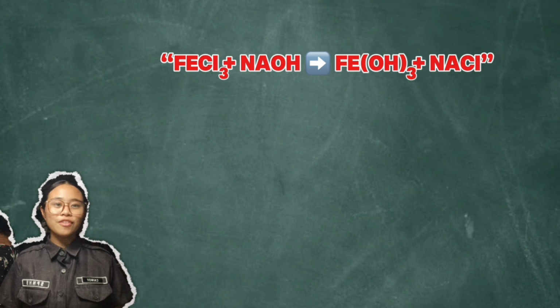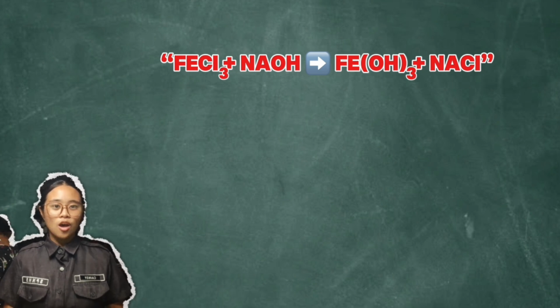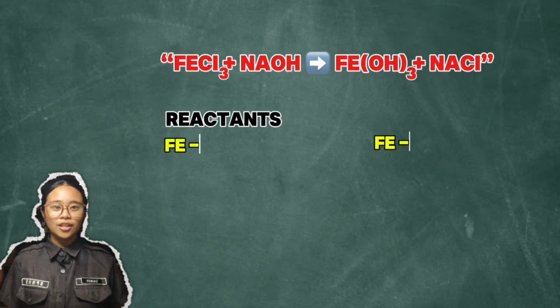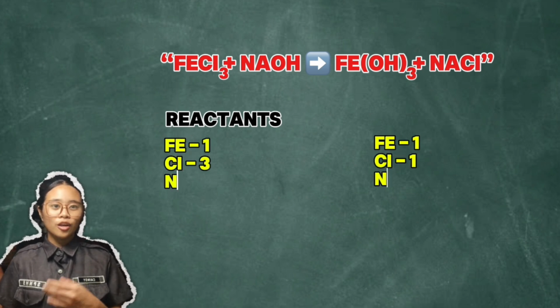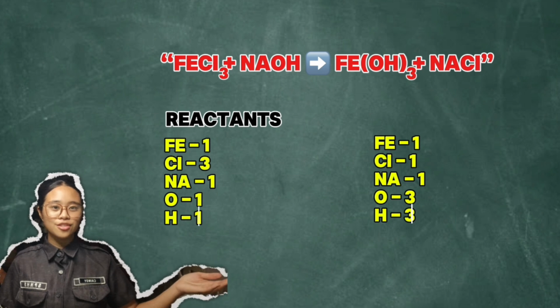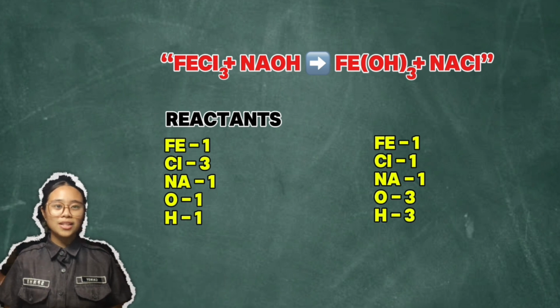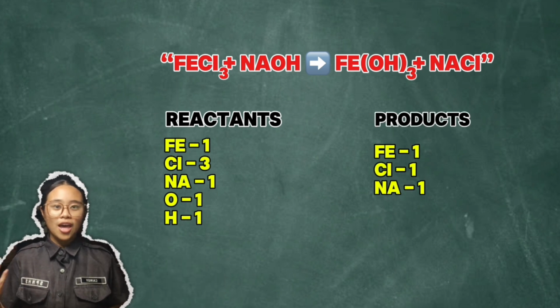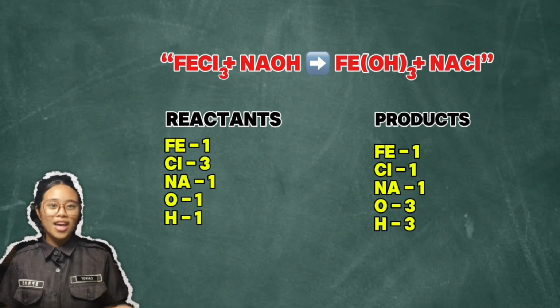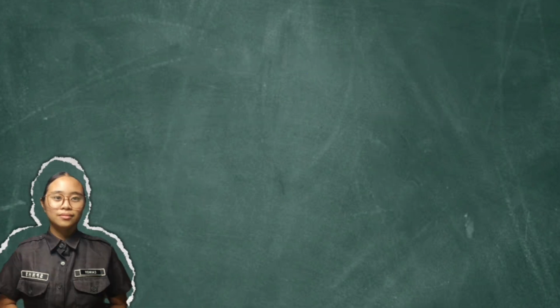which is next, identify the atoms of each element. So, for the reactants, we have Fe, which is the iron, the value is 1, chlorine is 3, sodium is 1, oxygen and hydrogen is 1. And for the products, we have Fe or iron is 1, chlorine is 1, Na or sodium is 1, and oxygen and hydrogen is 3.